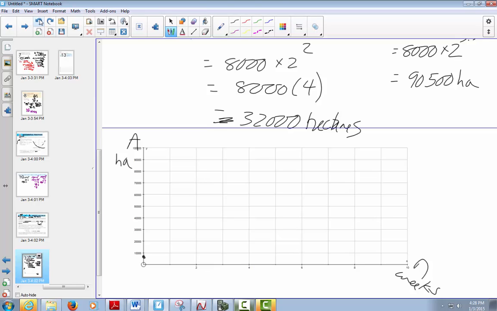After 4 weeks, we have 32,000 hectares. And then after 7 weeks, we have 90,050, so we're just above there. This is where it gets hard to connect the dots on these, but our curve should be a growth curve like that. Hopefully your line will be a little smoother, but that is what happens with a growth curve.